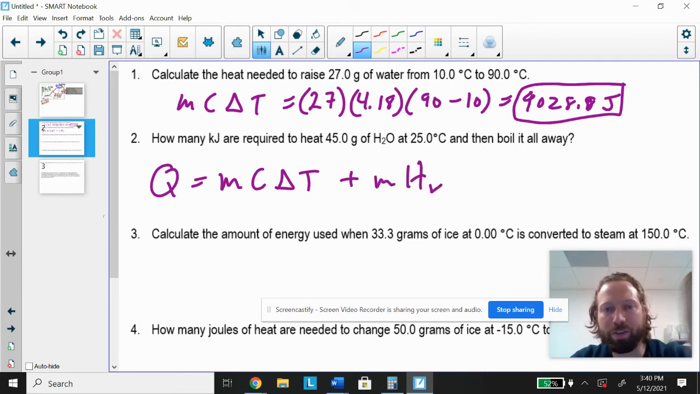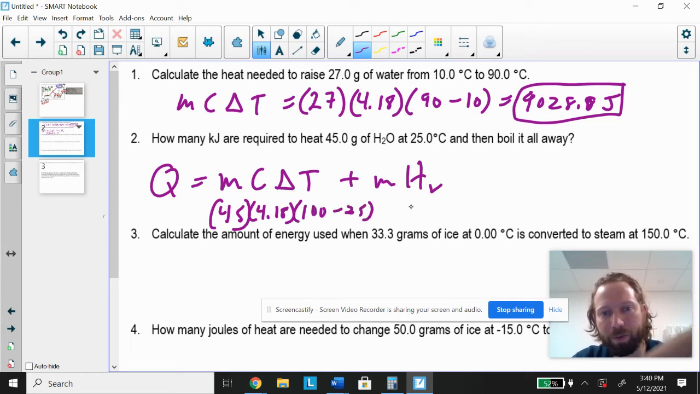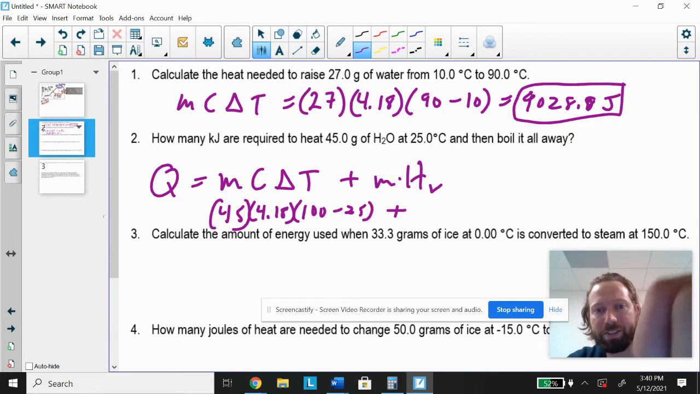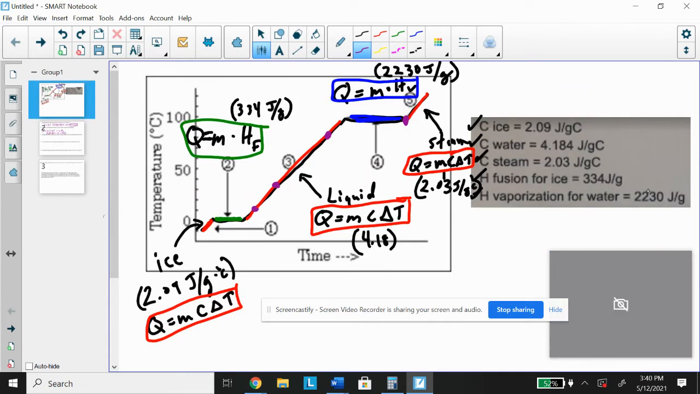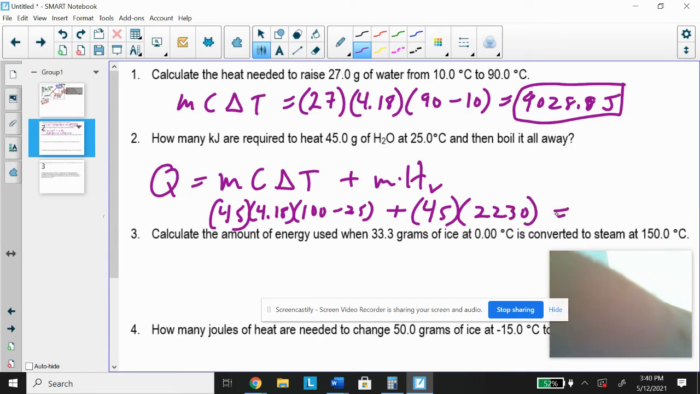Okay, so this is equal to the mass, which is 45, times C, which is the specific heat of water at this point, liquid water, times the change of temperature. Now the change of temperature for this part is going from 25 up to 100. So it would be 100 minus 25. And then we're going to add that to the mass, which is again 45, times, now the heat of vaporization is 2,230. And we're going to add that together.